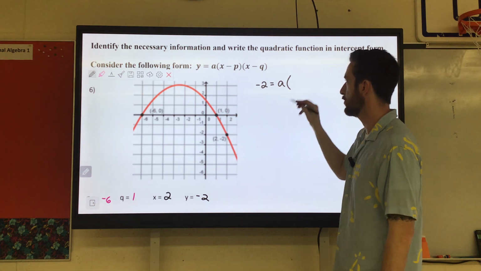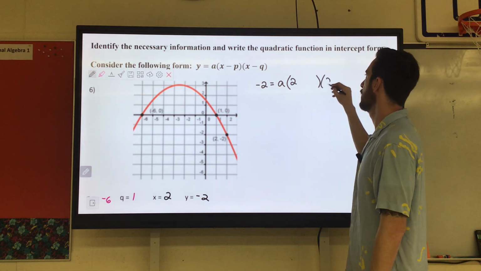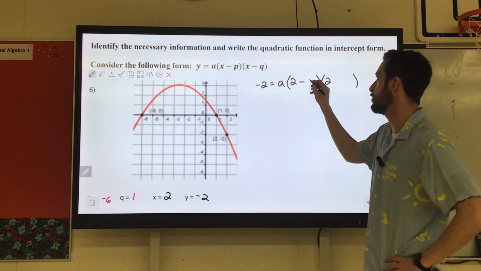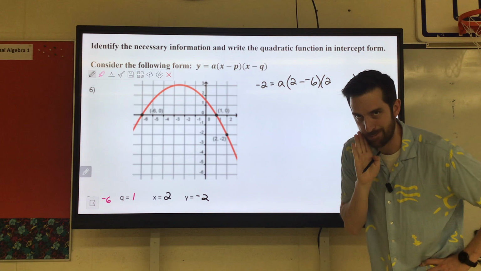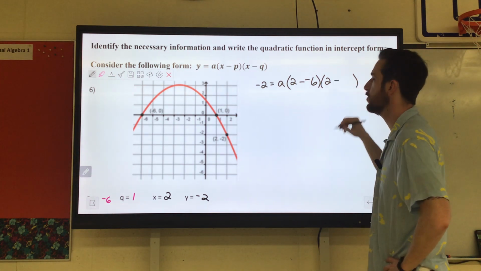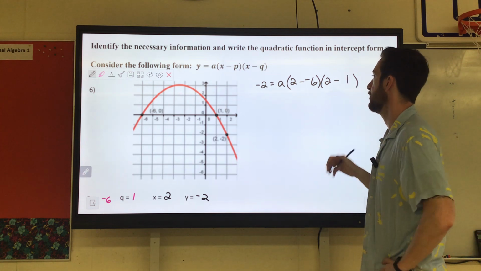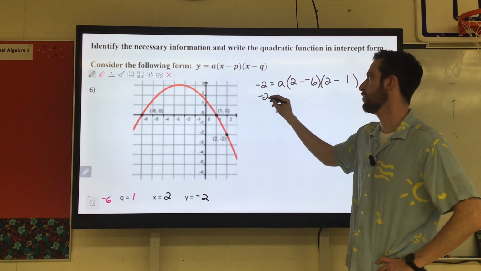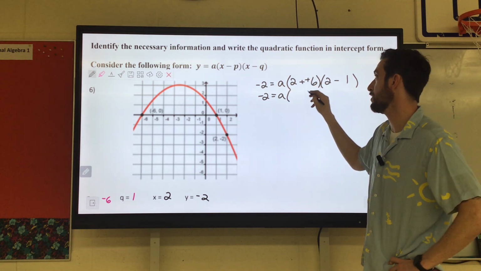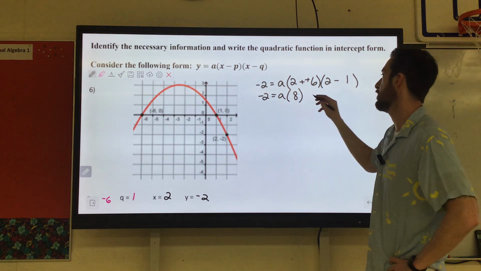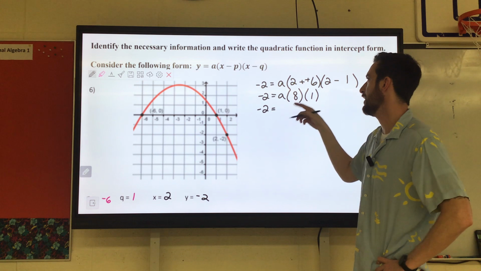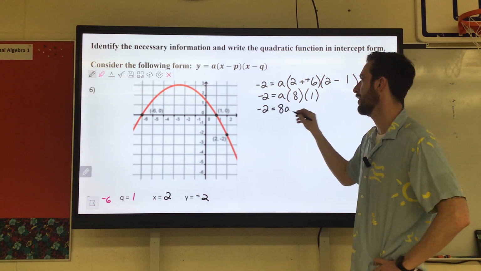x minus p. x is 2, minus p, we said was -6. So 2 minus -6. We'll change it to plus 6 in a minute. And then x minus q, and we said q was 1. So let's clean this up a little bit. Negative 2 equals a times, again, this turns into 2 plus positive 6, which is 8. 2 minus 1 is 1. So on the right side, a times 8 times 1 is 8a.